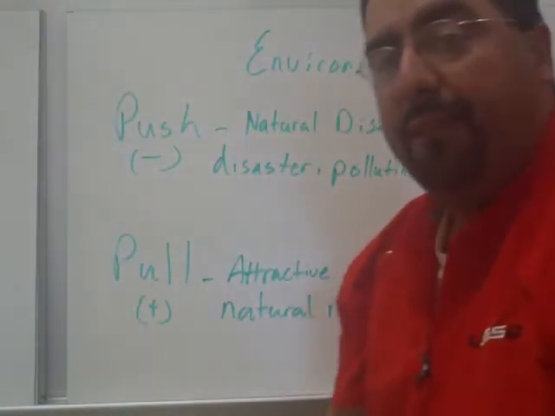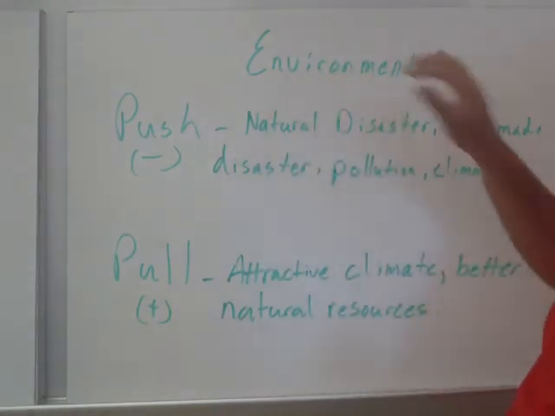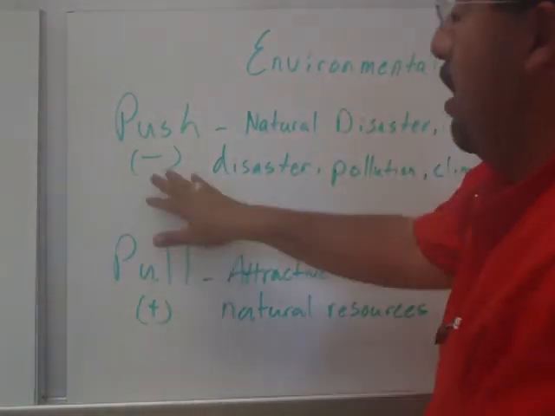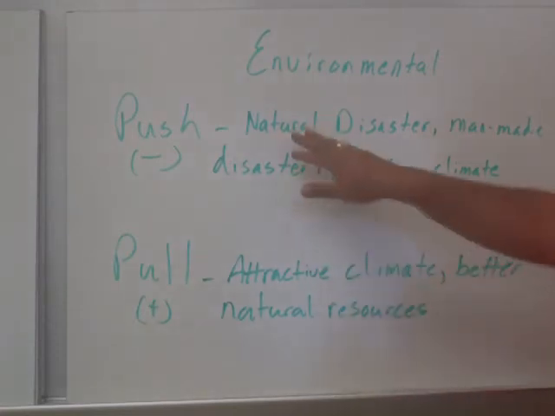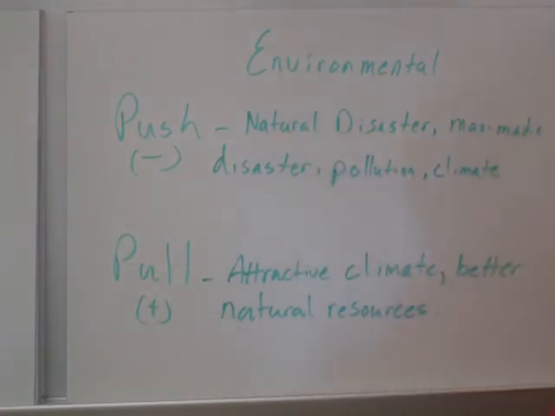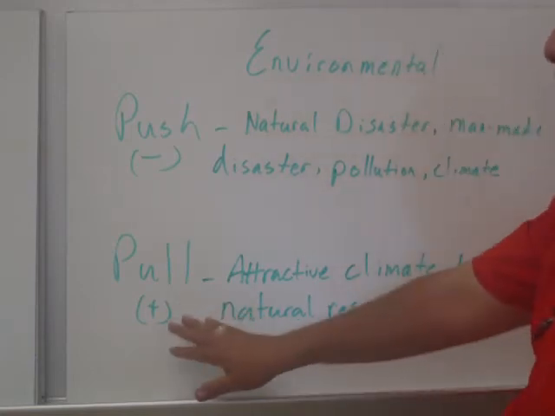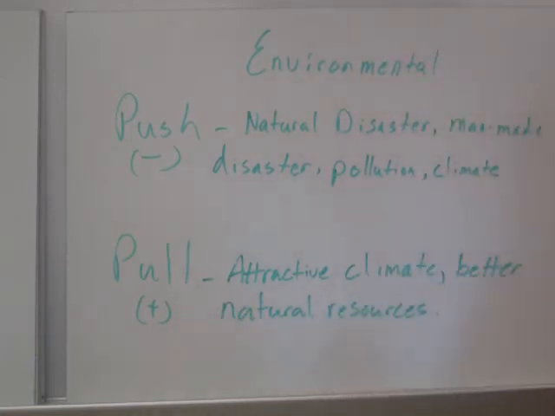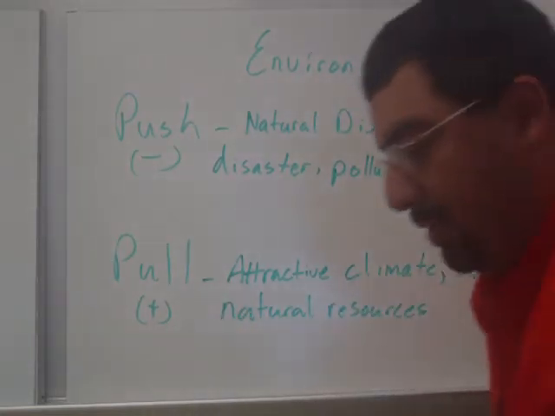Then our fourth and final factor type, environmental. Okay? Our push factors are going to be natural disasters, man-made disasters, pollution and climate. And then our pull factors are going to be attractive climate, better natural resources.